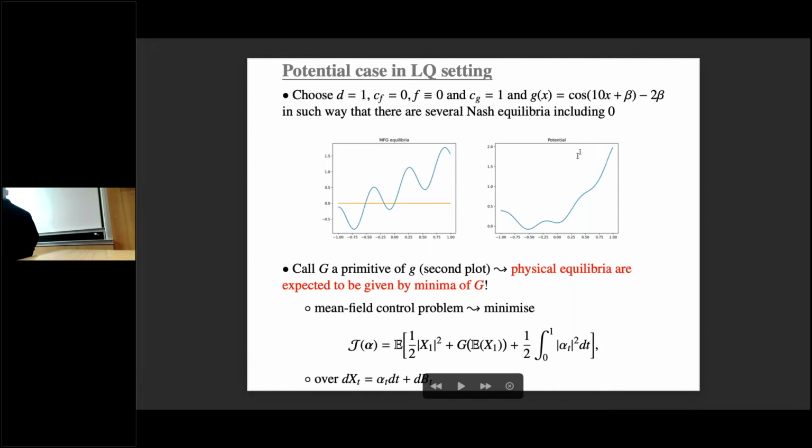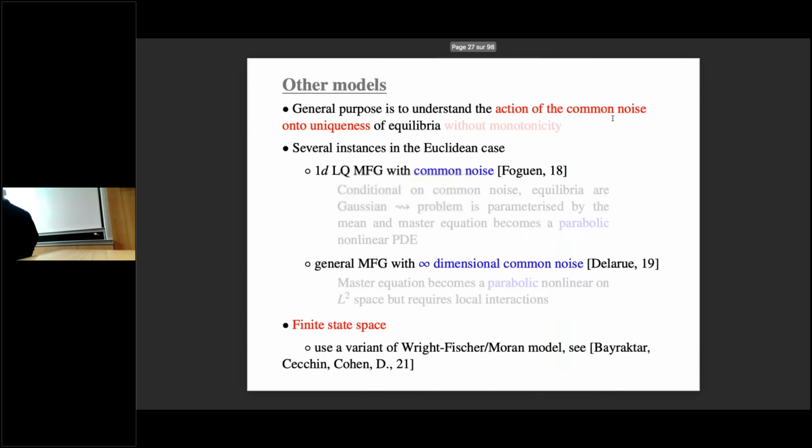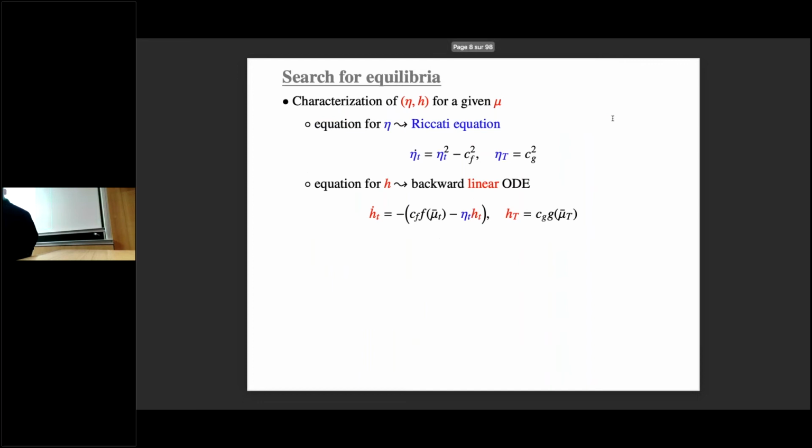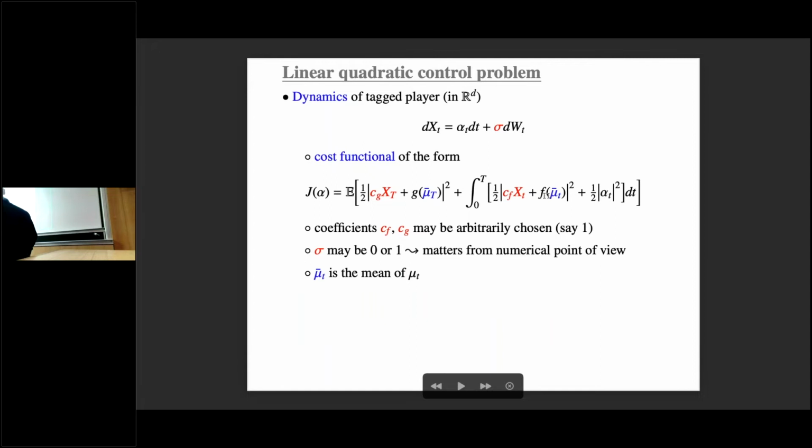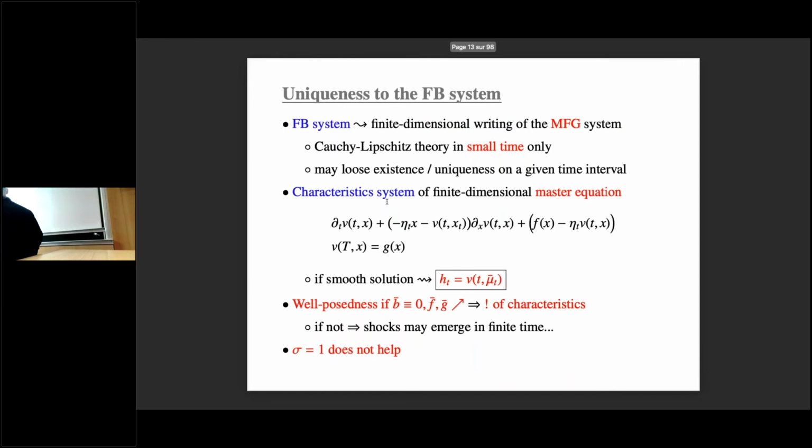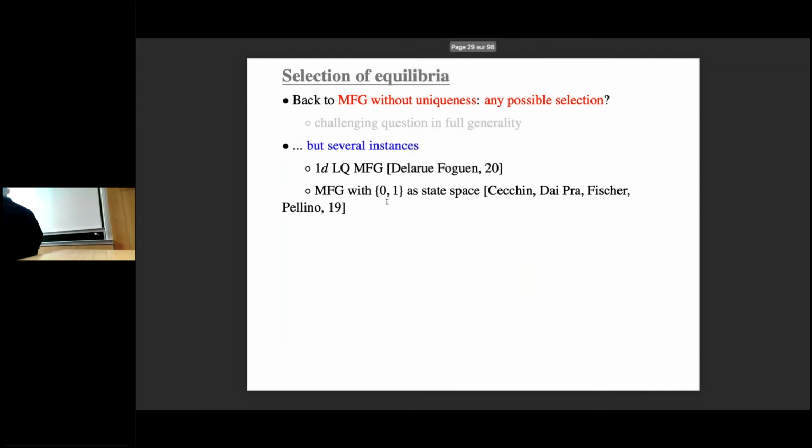So let me remind you the shape of the problem so that everybody agrees. This is exactly this mean field game, where f is equal to 0, c_f is equal to 0, g is this complicated functional that I told you before, and c_g is equal to 1. Fine. And so what you do next is you study the shape of the Nash equilibrium.